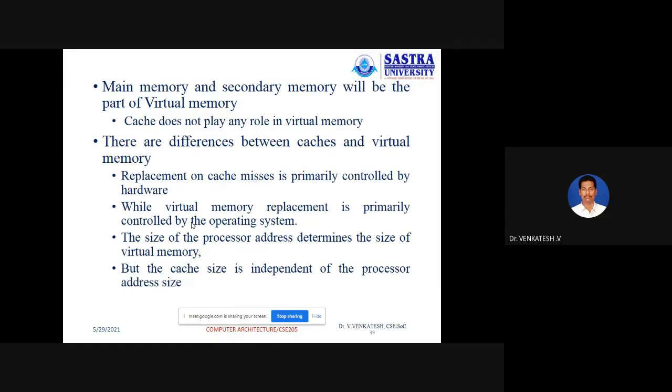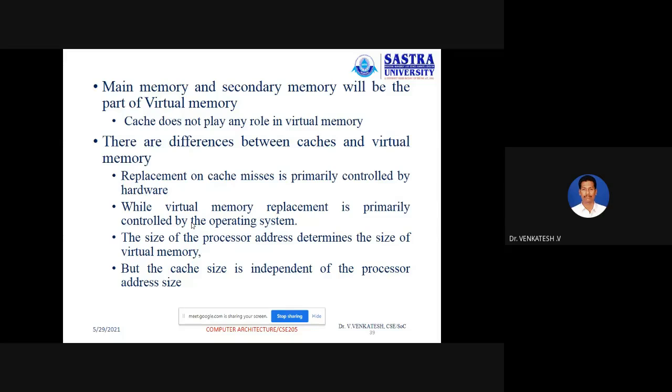The size of the processor address determines the size of the virtual memory. Everything has to be fixed, which is why I told you. Whereas the cache will be minimal, some KB at minimum, maximum some MB or otherwise some GB, whereas the secondary storage will be 1 TB or something like that. But the cache size is independent of the processor address size.